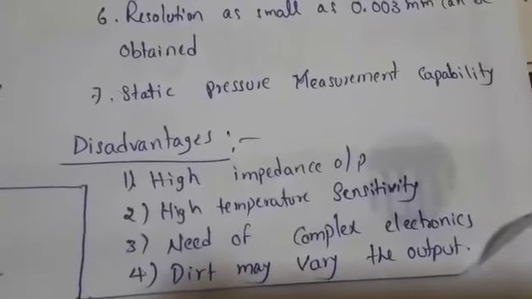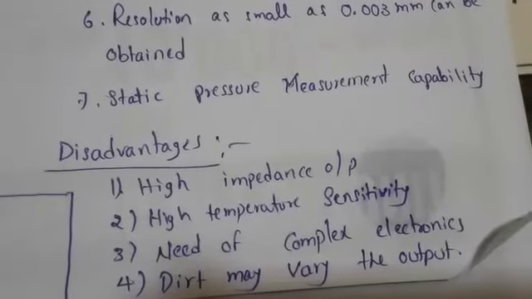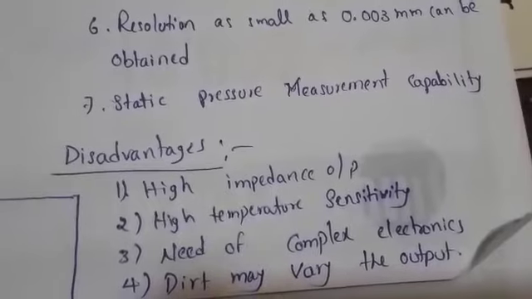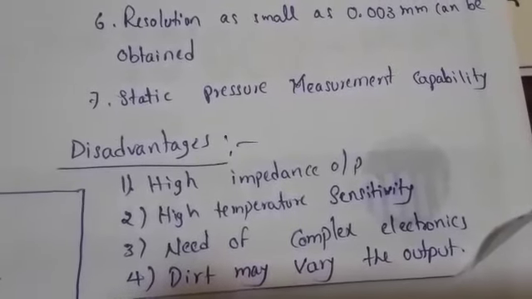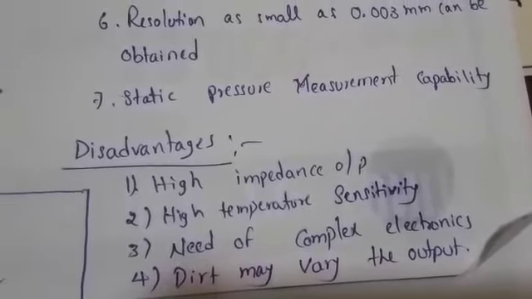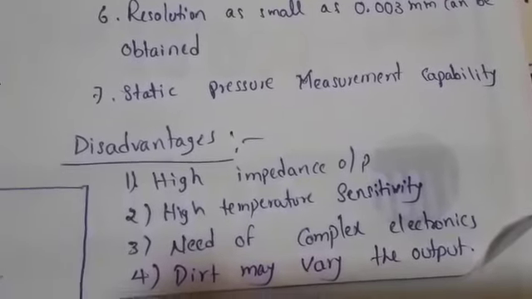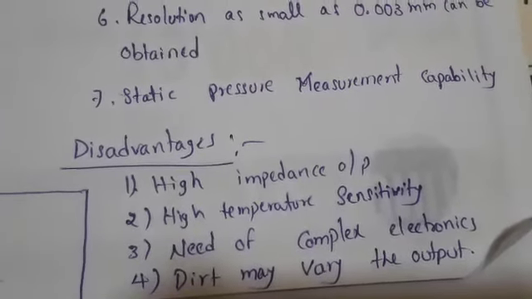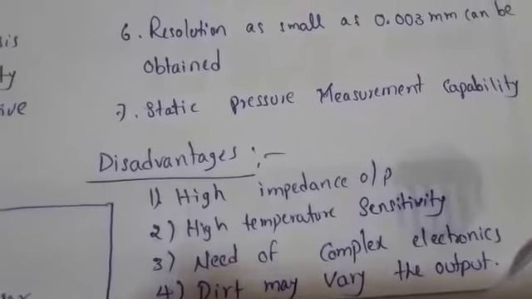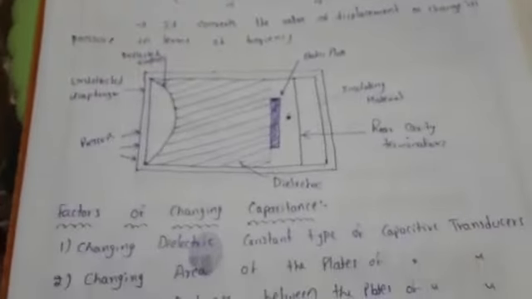Next, coming to the disadvantages: it has a high impedance output. Second one, high temperature sensitivity. Third one, need of complex electronics, so it requires complex electronics. And fourth one, that may vary the output. So this is regarding the capacitive transducer.